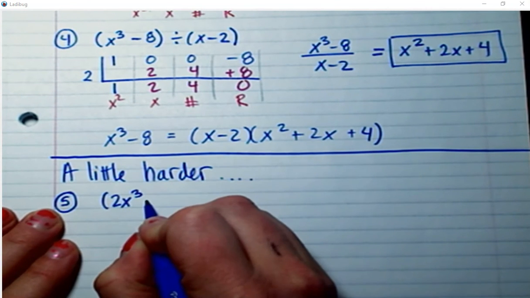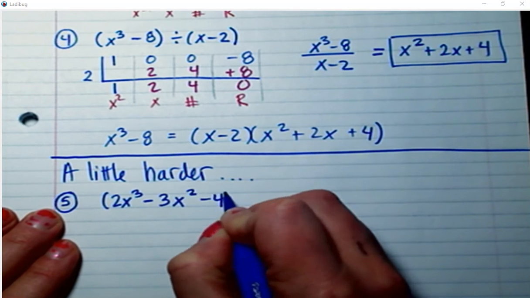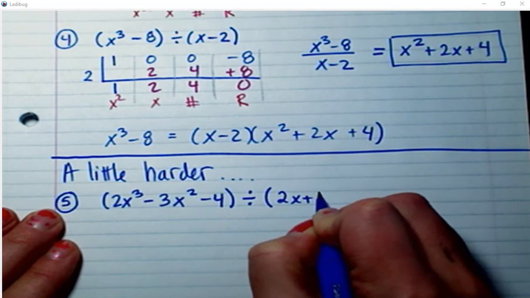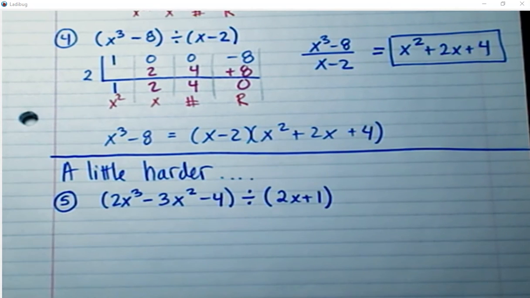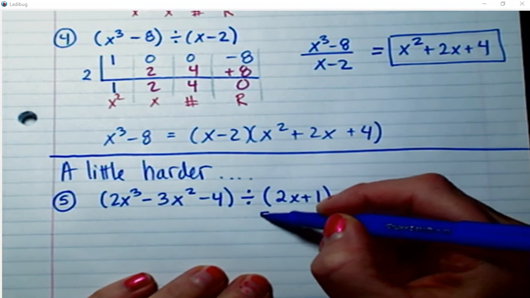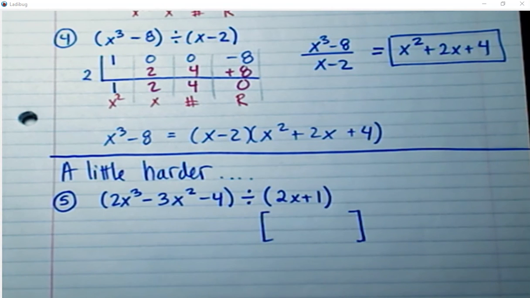2x cubed minus 3x squared minus 4 divided by 2x plus 1. Yeah, you're like, well, it's linear, but it doesn't have the 1 in front of the x. And so you have to maybe force it to work with synthetic division. And so this factor right here, the 2x plus 1, you have to manipulate it to be the right format.